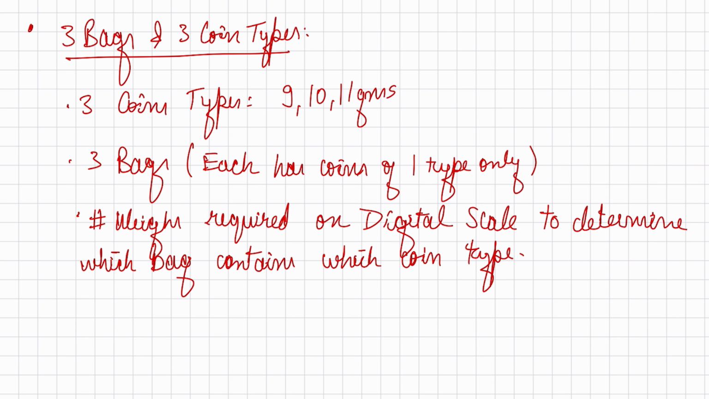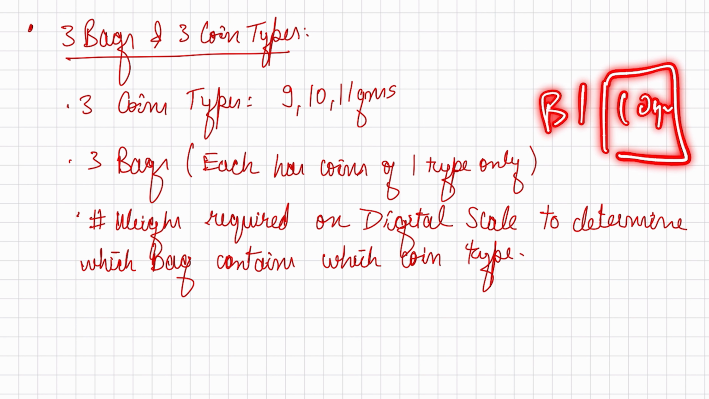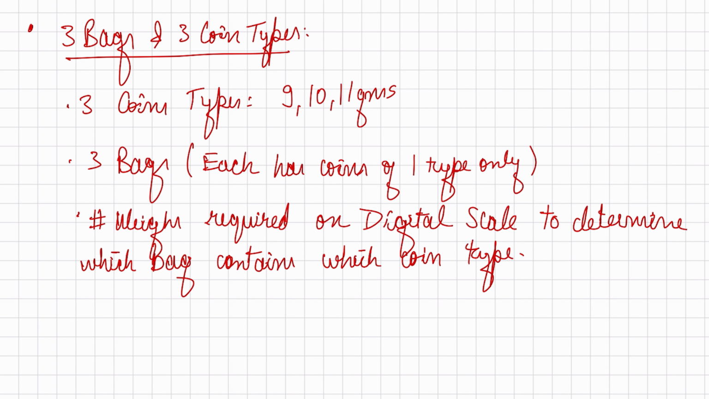In this problem, we have basically 3 bags and there are 3 coin types. The 3 coin types are 9 grams, 10 grams, and 11 grams. In each of the bags, you have many coins, but the trick is that each bag contains coins of one type. So if you have bag 1 and it contains 10 gram coins only, then all the coins are going to be of 10 grams. Likewise, if there was another bag, say bag 2, and it had 11 gram coins, then all the coins are going to be of 11 grams.